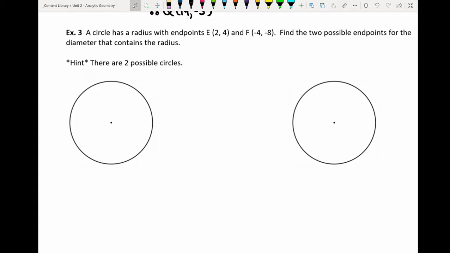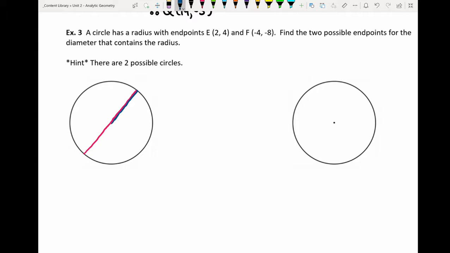So remember that the radius is from the center of the circle to the edge, and the diameter is the entire thing. So we're basically looking for the other endpoint of the diameter if we know what the radius is. And there's two possible circles for this. Right? So we know what our two endpoints of the radius are.